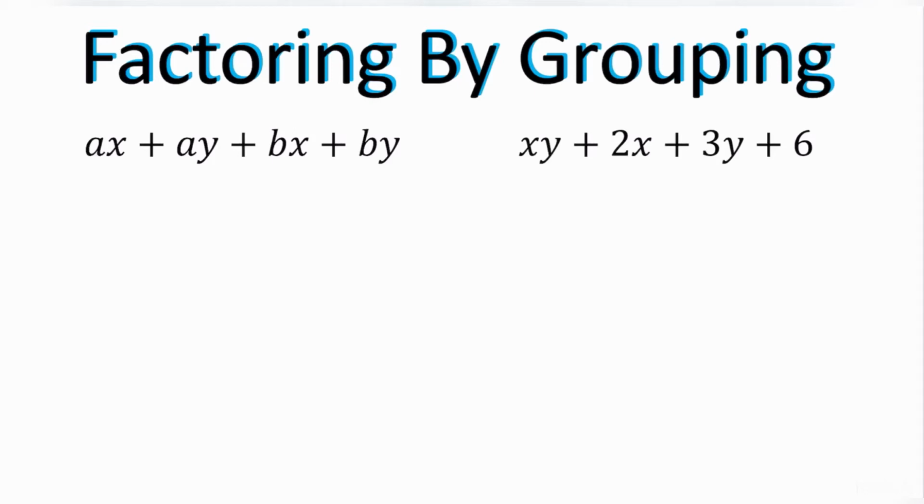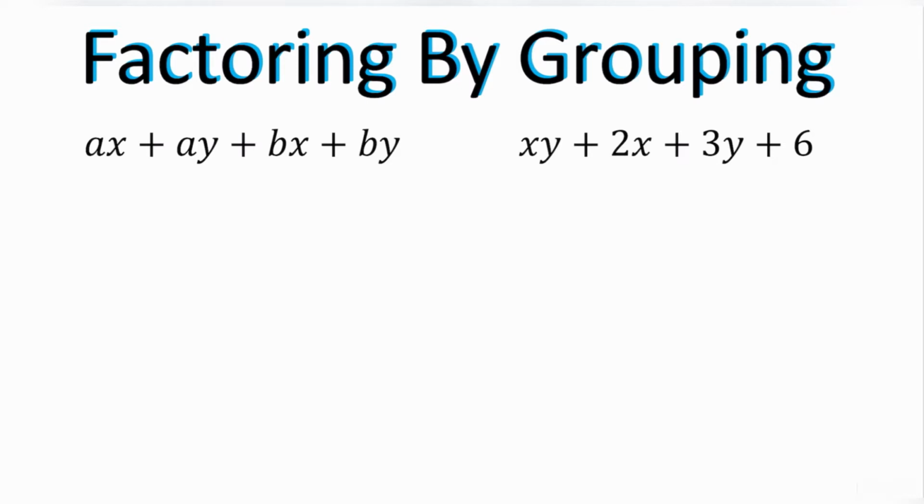Today we're going to be factoring by grouping. Factoring by grouping is pretty simple to recognize because you're going to see that you have 4 terms. Sometimes if you're taking a more advanced class, you're going to see 6 terms that you have to group. But basically, to factor by grouping, you have to have an even amount of terms.